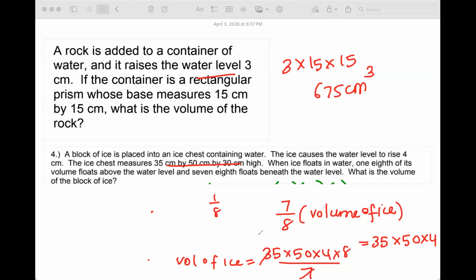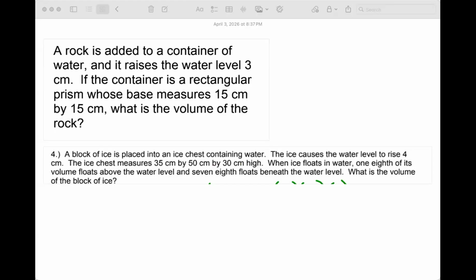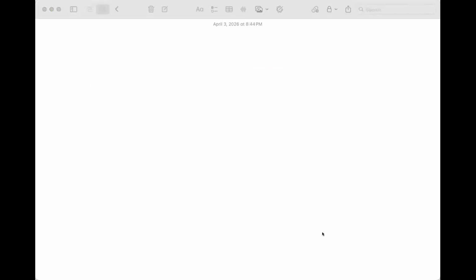Avyukt, are you with me? Yeah. 20. So that will be 1000 times 8. That will be 8000 centimeter cube. Any questions? Shriya, did you get it, ma? Yeah, I sent it to you earlier. Wait, I did not see your answer. Good, Shreya. Nice. Okay. Now, let's go ahead and try.